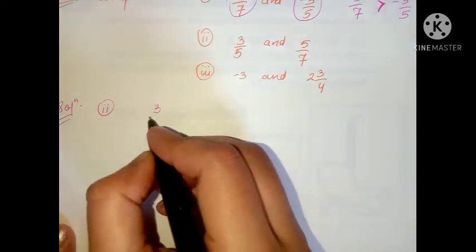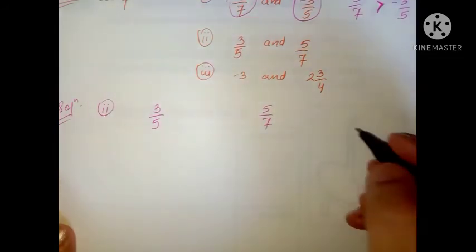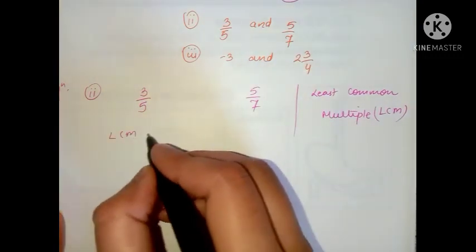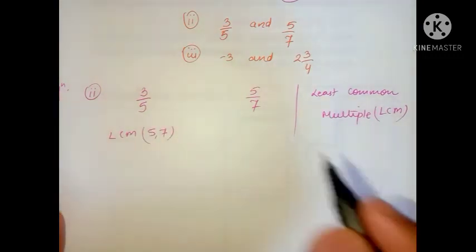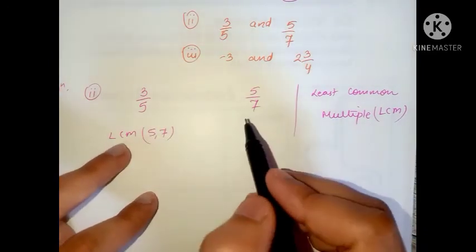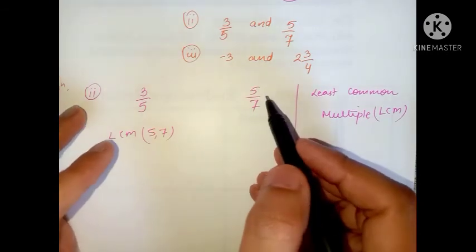So for that, we need to know about LCM. LCM, that is least common multiple. We need to take the LCM of 5 and 7. Why are we taking the LCM of these two denominators? Because we are interested in making these denominators equal so that we can compare these numbers.